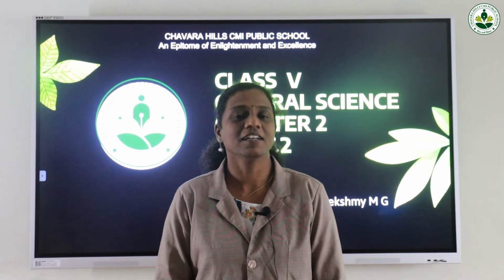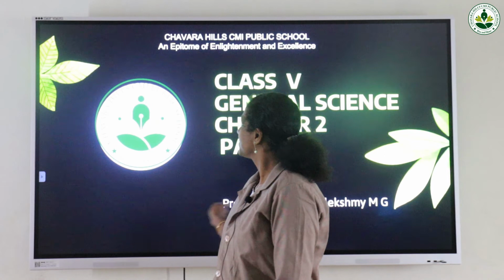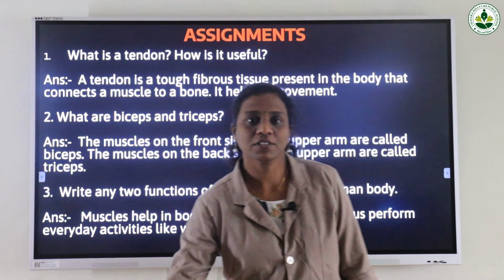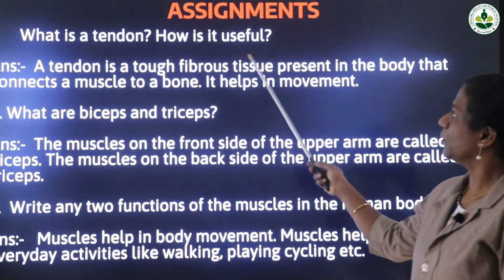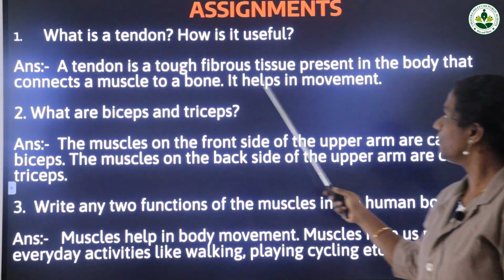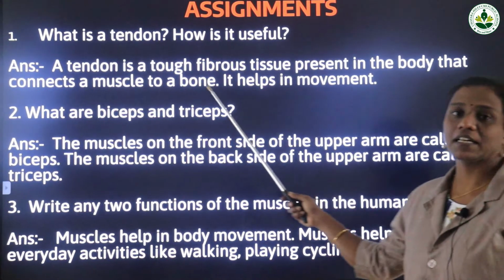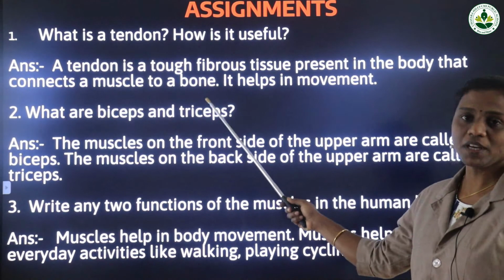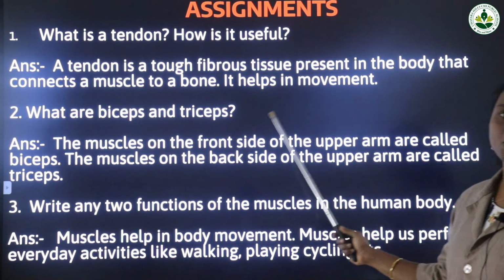First we can check the assignment answers. First question was, what is a tendon? How is it useful? Answer, a tendon is a tough fibrous tissue present in the body that connects a muscle to a bone and it helps in movement.